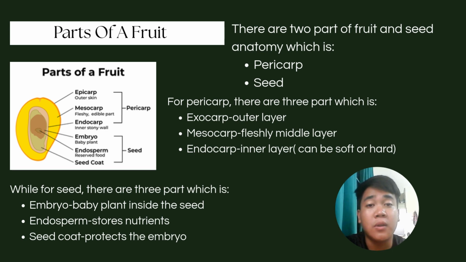So we move to the seed. For seed, there are three parts: embryo, the baby plant inside the seed. Second, endosperm, which stores nutrients. And the last one is the seed coat, which protects the embryo.